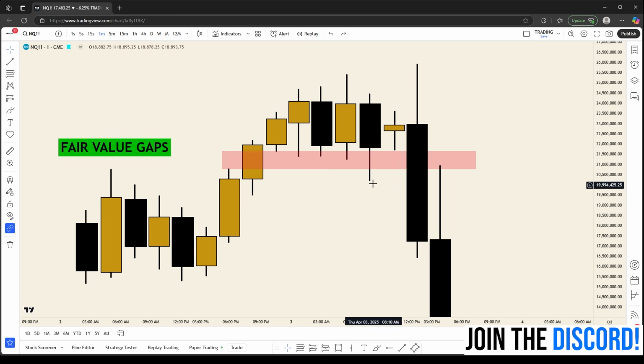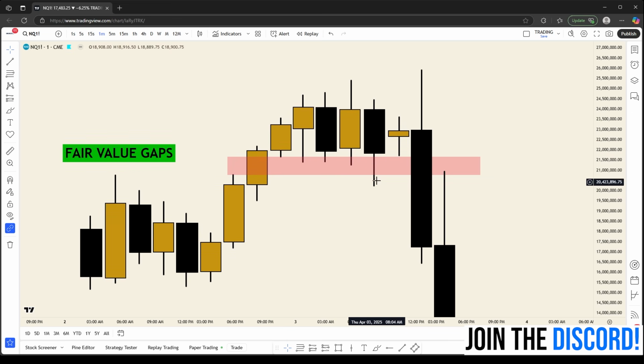Okay? And once that video with wicks comes around, you'll see why this fair value gap is a little bit suspect. If it was like this, it would be totally fine. But once it's like this, we use this wick. Again, don't worry about that for now. I will deep dive that once we get into the videos about wicks.